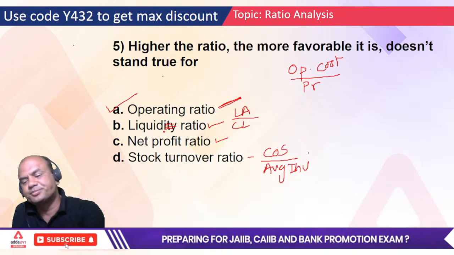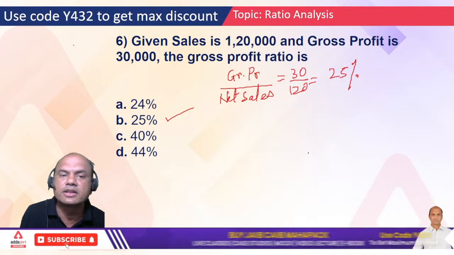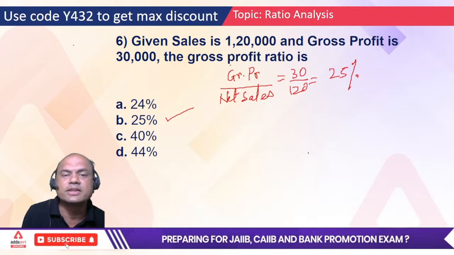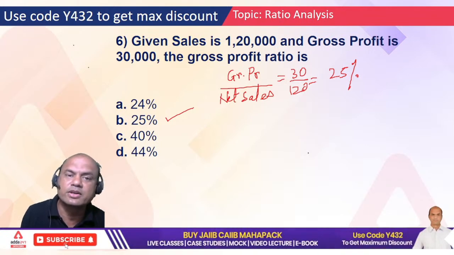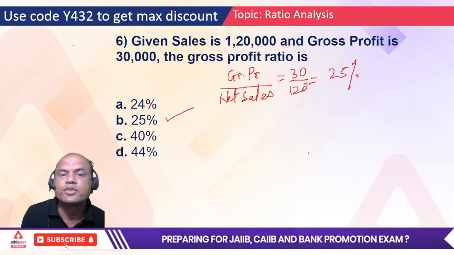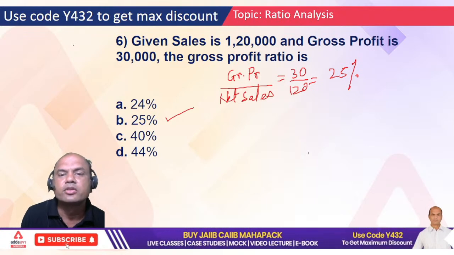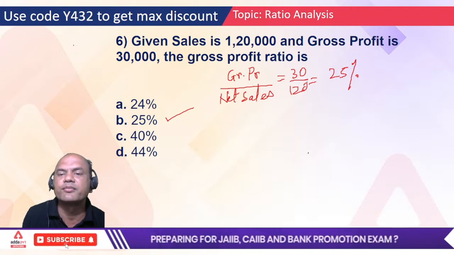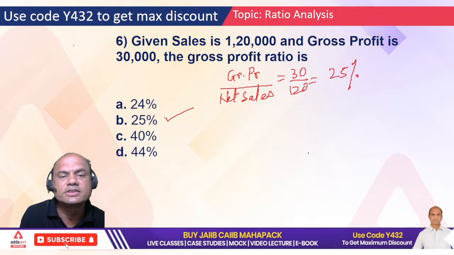Got this point? Given sales is 1,20,000 and gross profit is 30,000, the gross profit ratio is what? Find it fast, do it yourself. Gross profit ratio is gross profit upon net sales. So gross profit is 30,000, net sales is 1,20,000. Divide it, into 100, of course. So 25%.